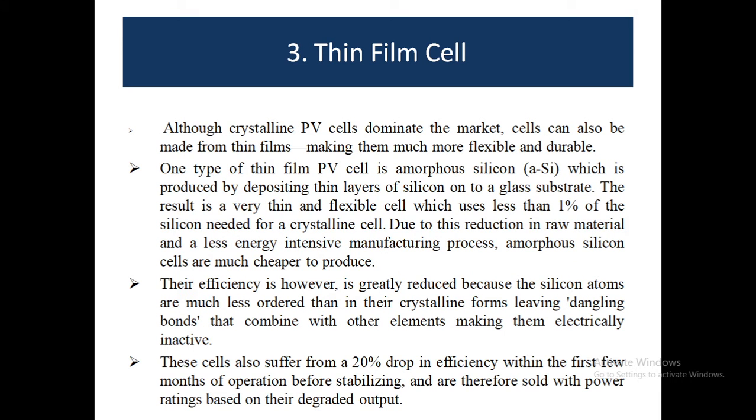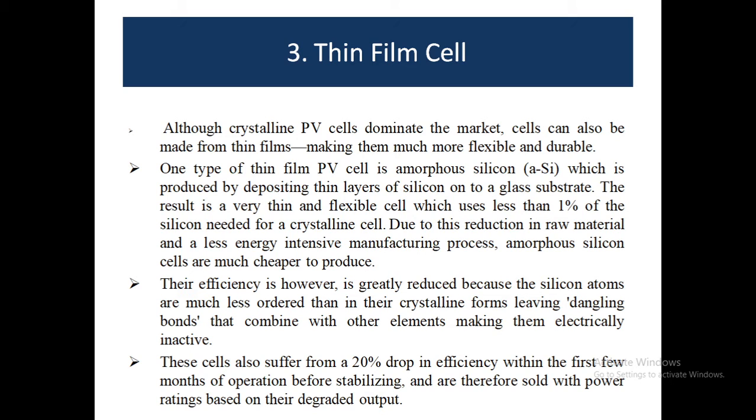The third type is the thin film cell. Although crystalline cells dominate the market, cells can also be formed from thin films, which makes them more flexible and durable. One such type is amorphous silicon, which is produced by depositing thin layers of silicon on a glass substrate. The result is a very thin and flexible cell, which uses less than 1% of the silicon needed for a crystalline cell.